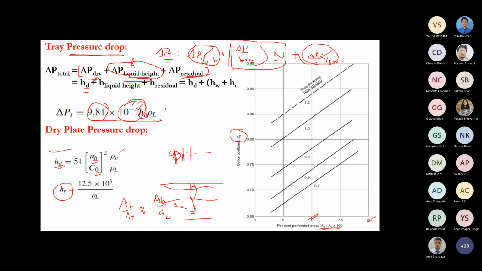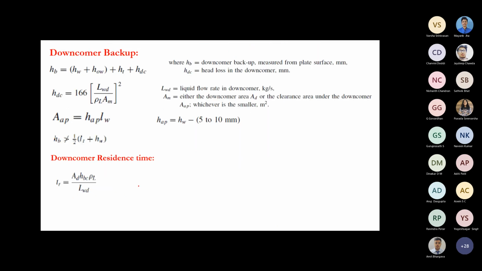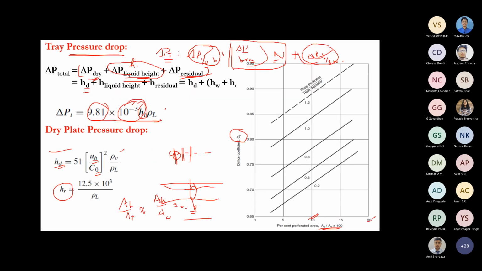The residual pressure drop, delta P, occurs as vapor rises through the floor of the tray, due to formation of froth and entrainment of liquid through the successive trays. That you can take as 12.5 mm. So that is the residual pressure drop. Once you calculate this, then you can calculate the total pressure drop.